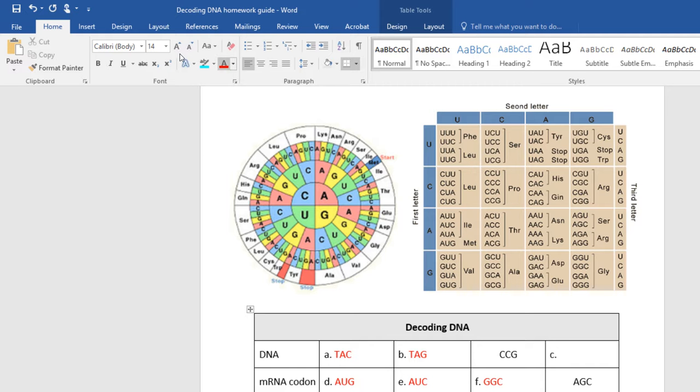For the anticodon, I like to leave anticodons for last. Anticodon is just what would pair up with the codon. So G pairs with C, G pairs with C, C pairs with G.